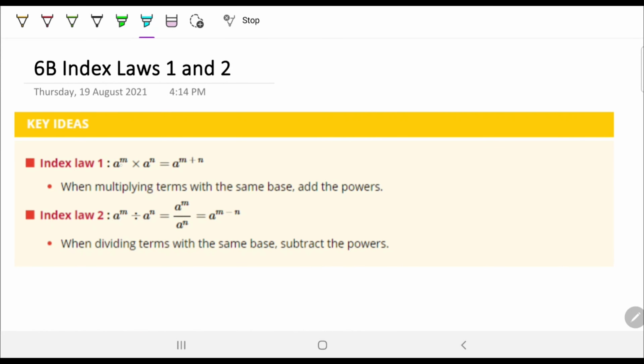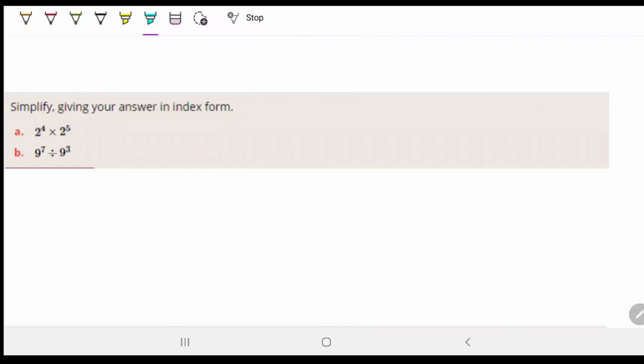So the first one tells us to simplify giving your answers in index form. So in A, I've got 2 to the power of 4 times 2 to the power of 5. So it's 2 to the power of 4 multiplied by 2 to the power of 5. Now, because they are the same base, we know that we can add the powers. So this becomes 2 to the power of 4 plus 5, which is the same as saying 2 to the power of 9.